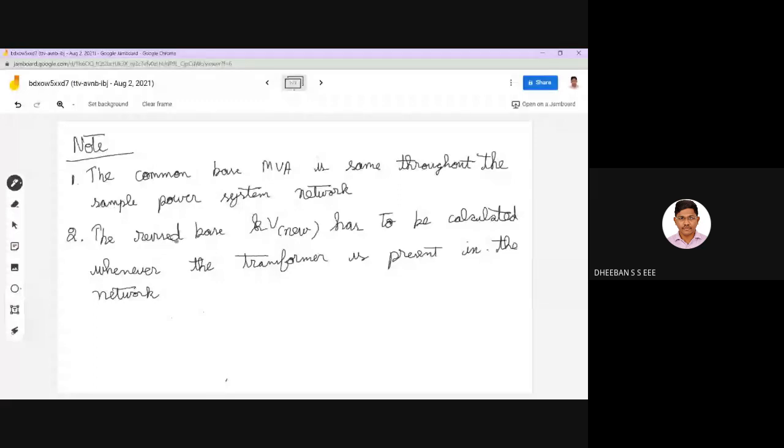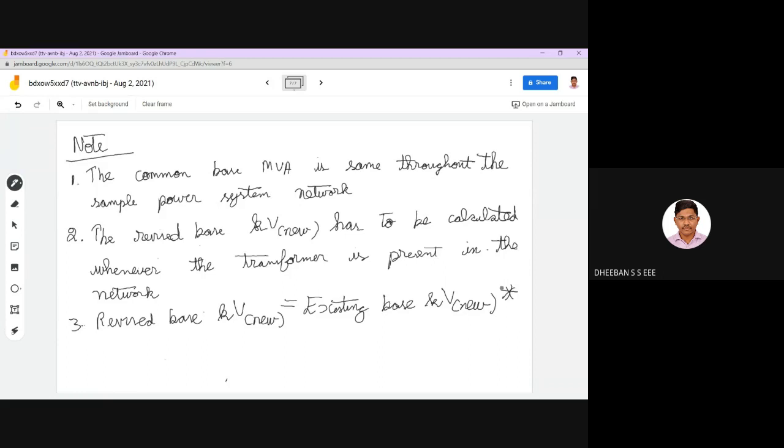It is possible to find this revised base value using a formula. So the revised base voltage kV new will be equal to the existing base kV old into your voltage transformer ratio. So these 3 points you have to keep in your mind.